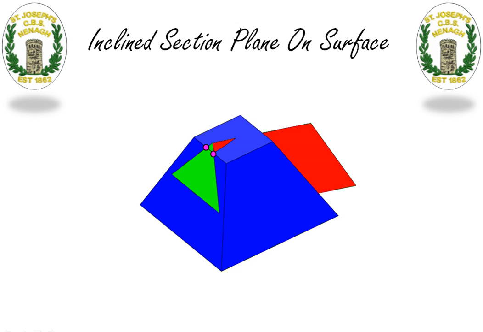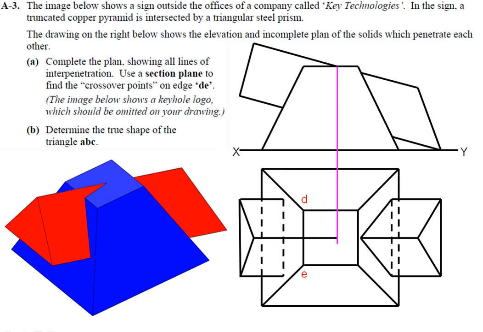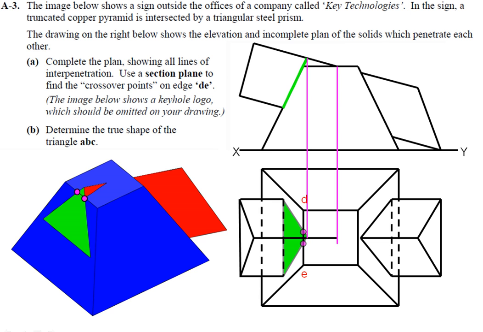We'll solve it here using an inclined section plane on a surface. So here we're going to take a cut here containing this surface, bring that down to plan, and draw in our inclined section plane here in plan. That's going to give us our two intersection points, which we can see here in purple. And that completes the question for us.